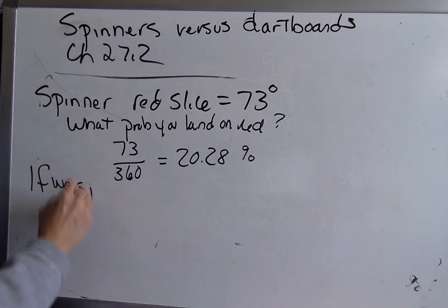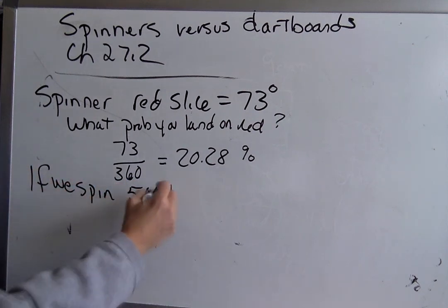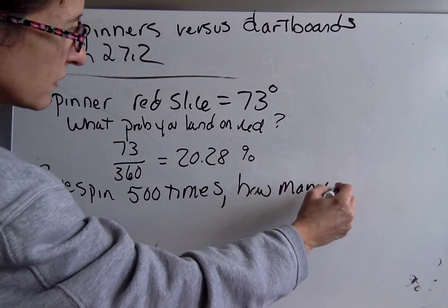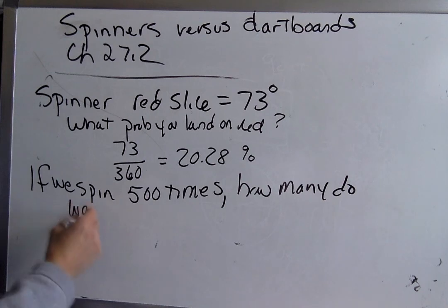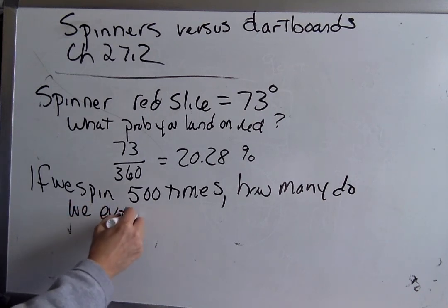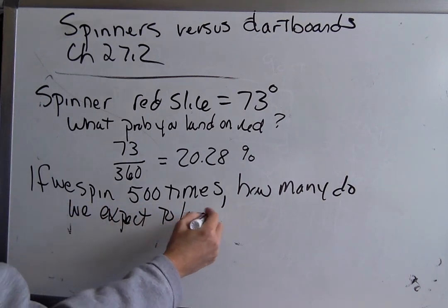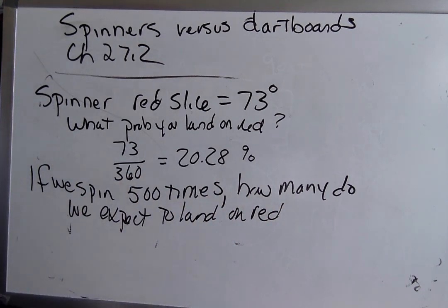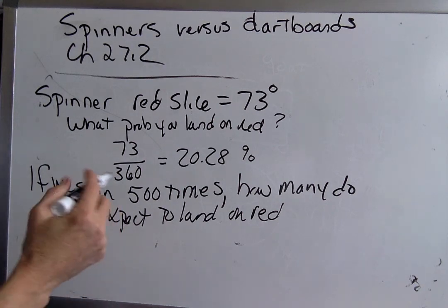Then there's a few book problems that say, okay, let's just say the same problem. If we spin 500 times, how many do we expect to land on red? Okay, now we know it's 20.28%, but that's not what they asked you. They said if you do it 500 times, how many times do you expect? So this is something that I find my students struggle with. I think some students have missed their whole lives that the word "of" in mathematics means to multiply.